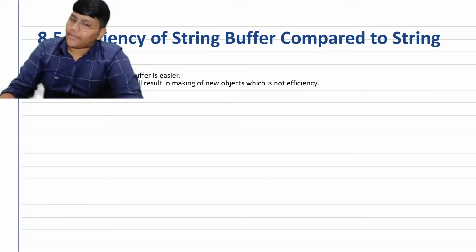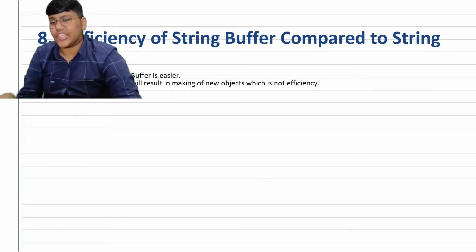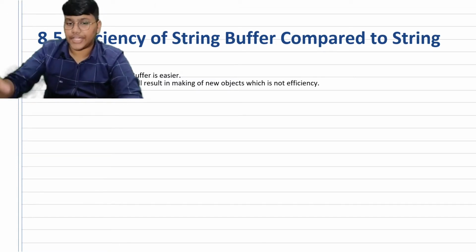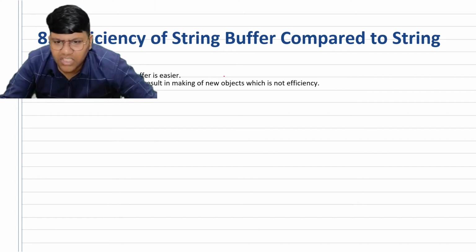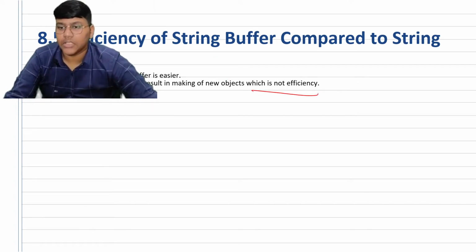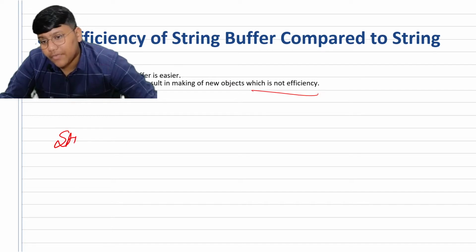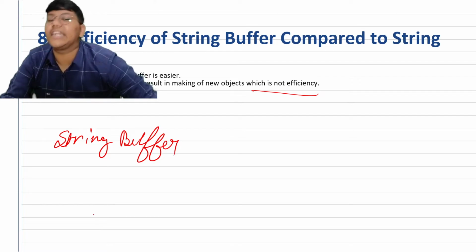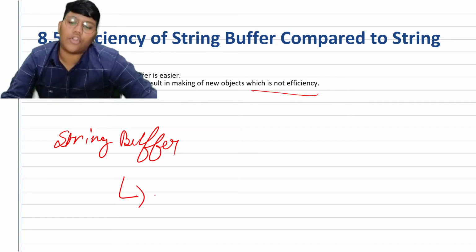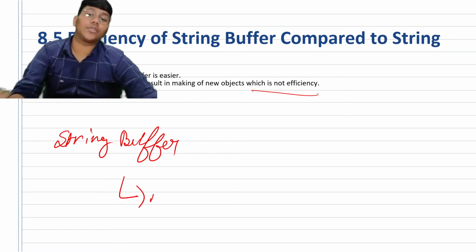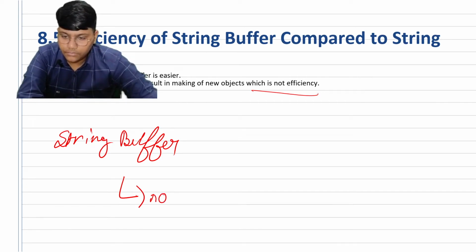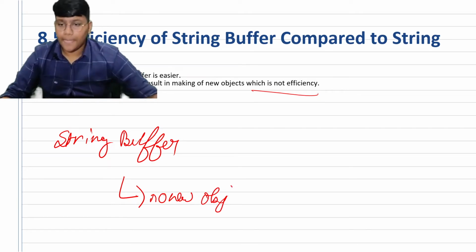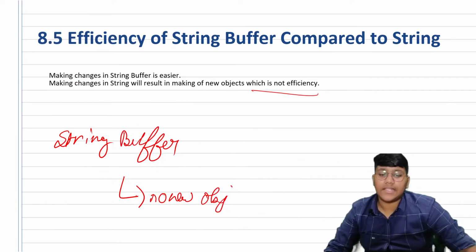Now 8.5, efficiency of string buffer compared to string. Making changes in string buffer is easier. Making changes in string will result in the making of new objects, which is not efficient. What string buffer does is that the changes can be made in the string buffer itself, and new objects are not created. So it becomes easier, and even if the computer is slow, it will still run it.